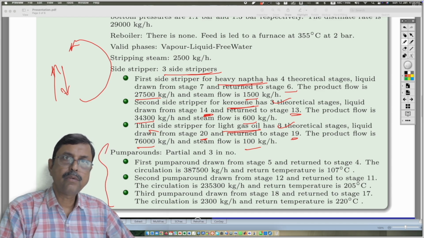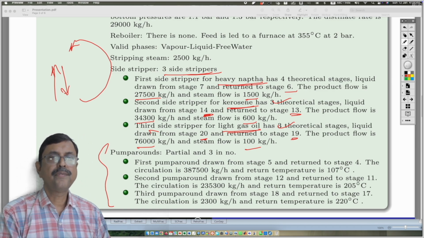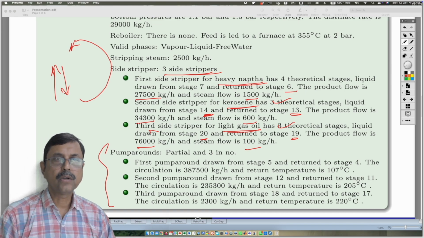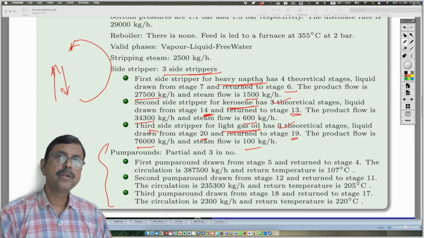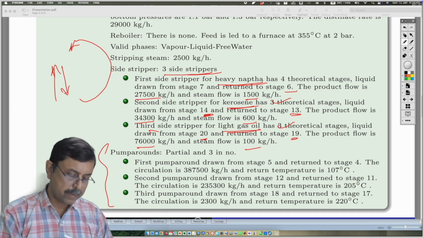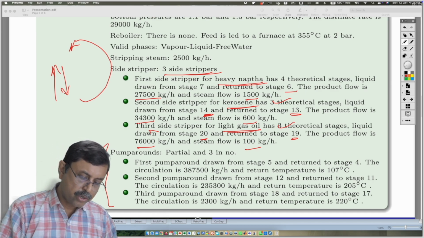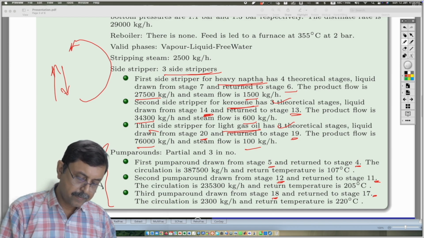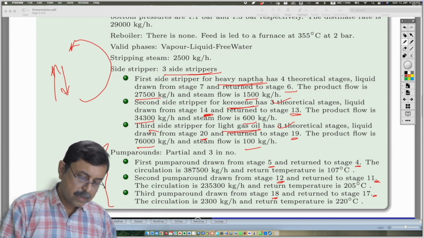I already said what the usefulness of pump arounds is. Pump arounds are required for taking out the extra heat from the column. So they are taken out, cooled, and sent back to the column. So the first pump around draws at the 5th stage, returns to the 4th. Second one, drawn from the 12th, returns to the 11th. Third one from the 18th, returns to the 17th. The circulation rates are given and the return temperature is also given.